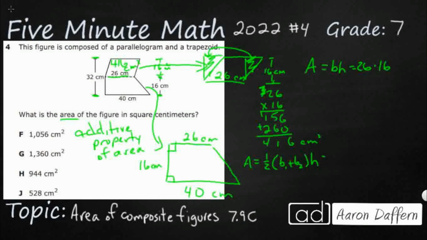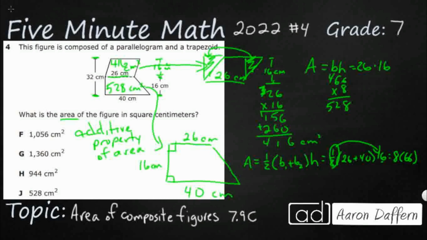All right, so let's plug that in. I've got 1/2 base 1, it doesn't matter which one is which, we'll say 26 plus 40 times 16. I'm going to take my 1/2 times 16, half of 16, that's going to be 8 times 66. So I took half of 16, and then I merged the 26 and 40, so let's do 66 times 8. That's going to be 48, another 48, 52. All right, so this is 528 cm squared.